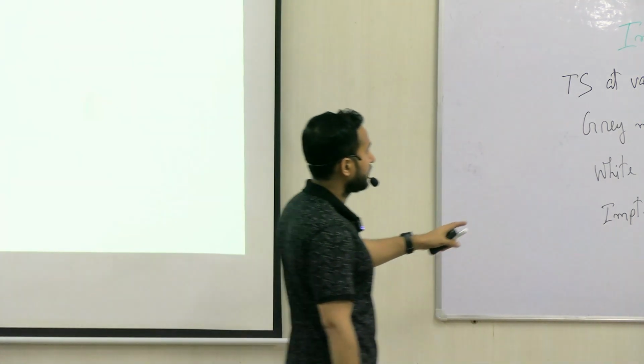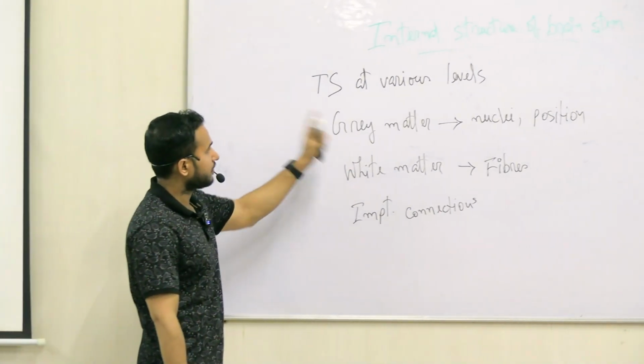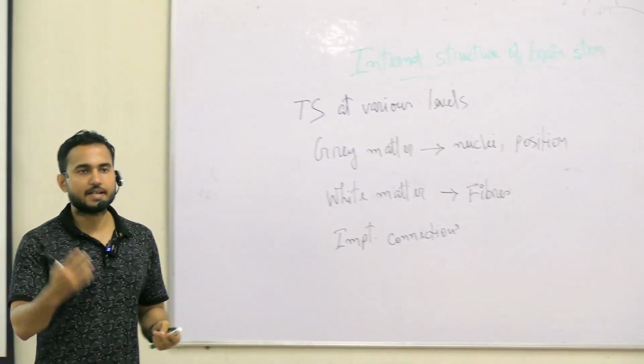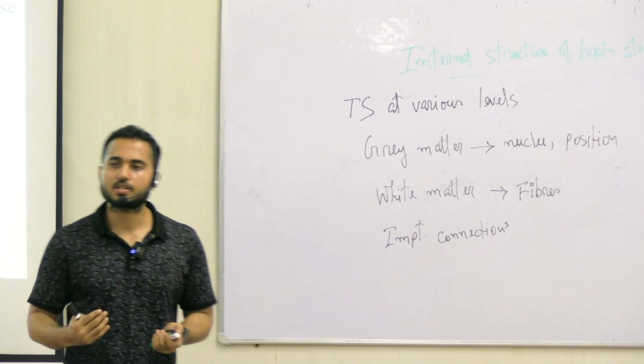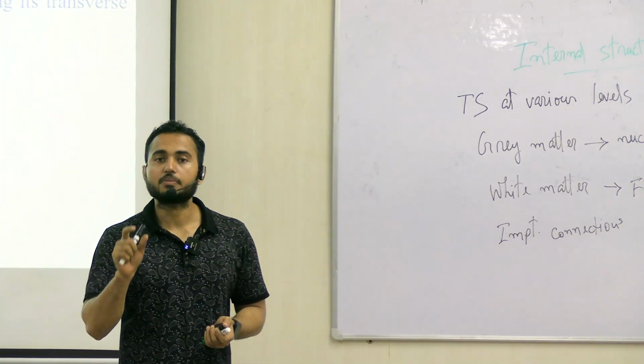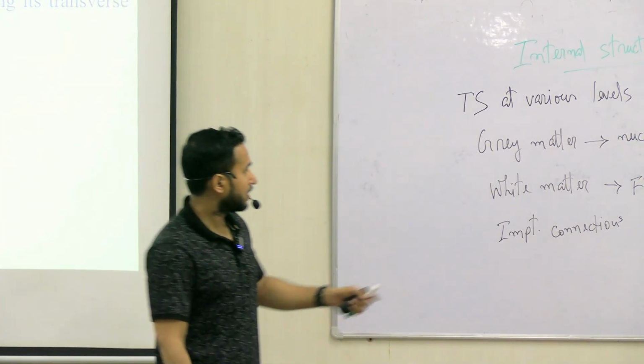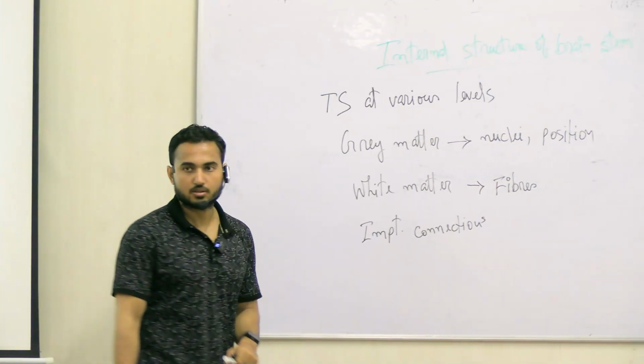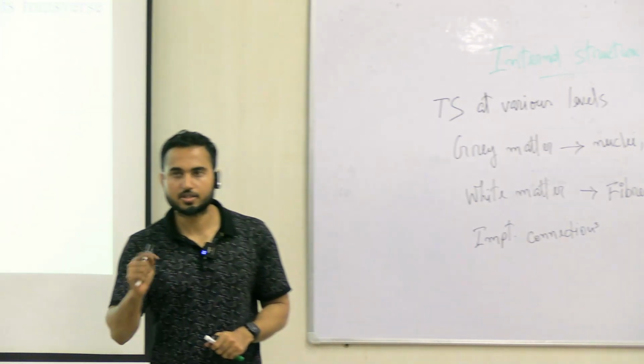Similarly, in the case of the brainstem also, first of all, when we are taking the TS, we have to identify which part is anterior and which part is posterior. If we don't identify that, we will not be able to understand the relations of the gray matter and white matter, which is very important. This is the first thing.